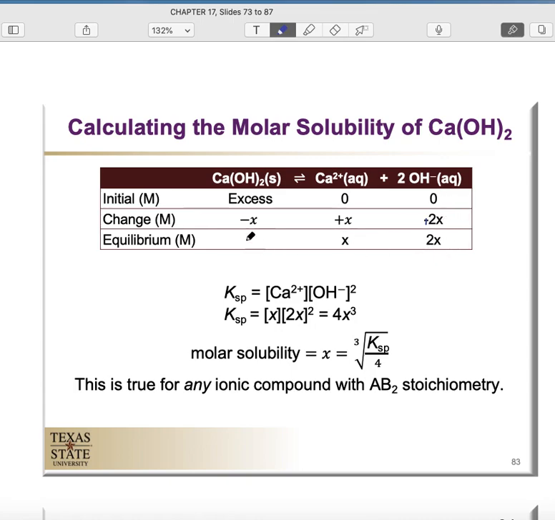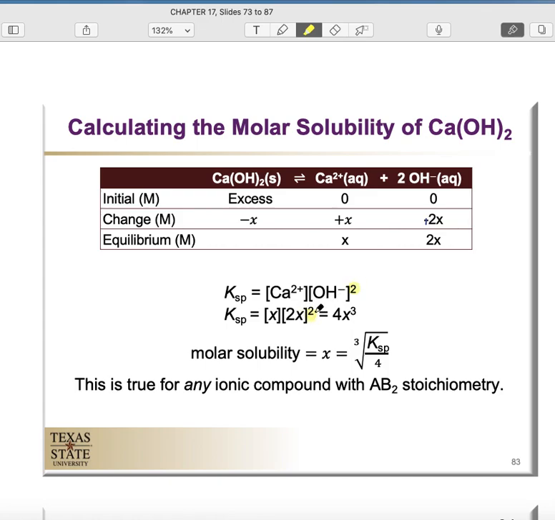We can then take the equilibrium line to set up our KSP expression. The solubility product constant is equal to the calcium ions raised to the power of 1 times the concentration of the hydroxide ions raised to the power of 2, and that's what we have here. We then replace the equilibrium line into each of the concentrations. So the calcium becomes x, the hydroxide becomes 2x, and that 2x is squared because of the exponent we had here. And finally, we do the math here.